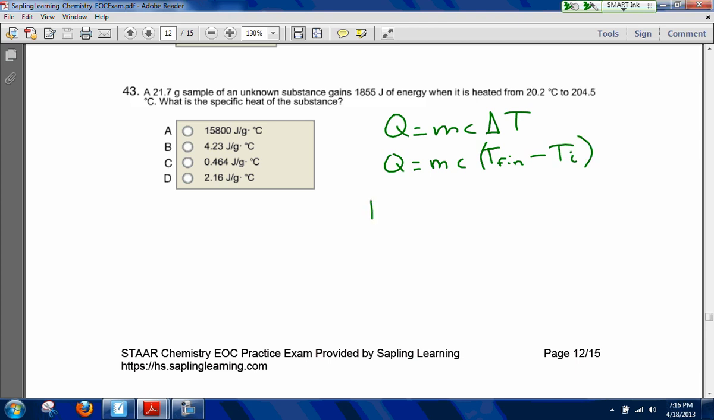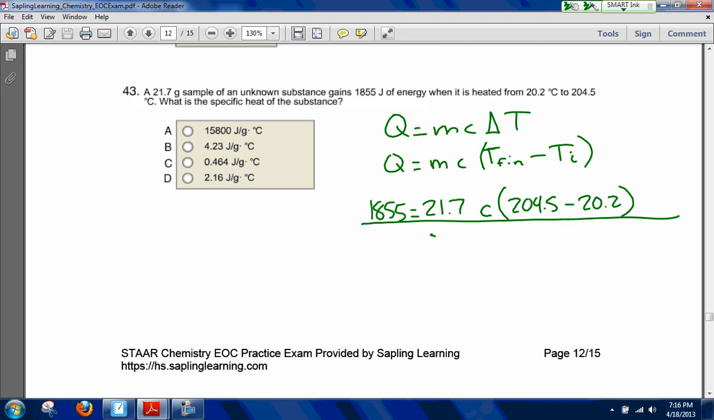So I just have 1855 for my Q is equal to M, which was 21.7 grams, times C, which is our unknown, times my final temperature, which is 204.5, minus my initial temperature, which was 20.2. All I have to do is solve for C. So I'm going to divide by 21.7 times 204.5 minus 20.2 in parentheses. Because both of those things are multiplying by C. I'm going to put it in my calculator exactly the way I have it here.